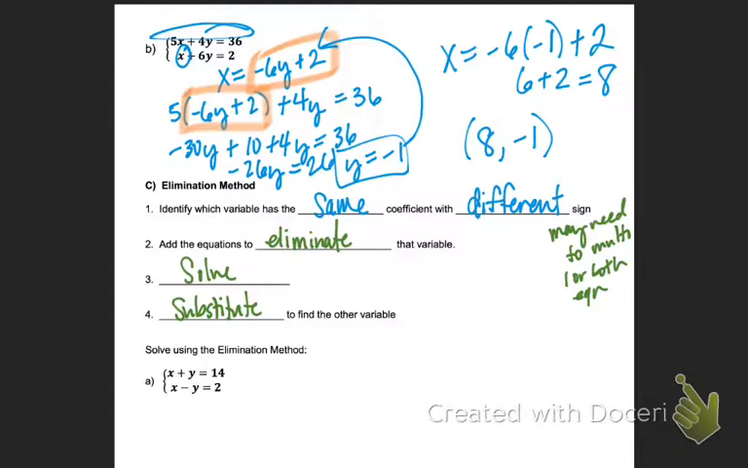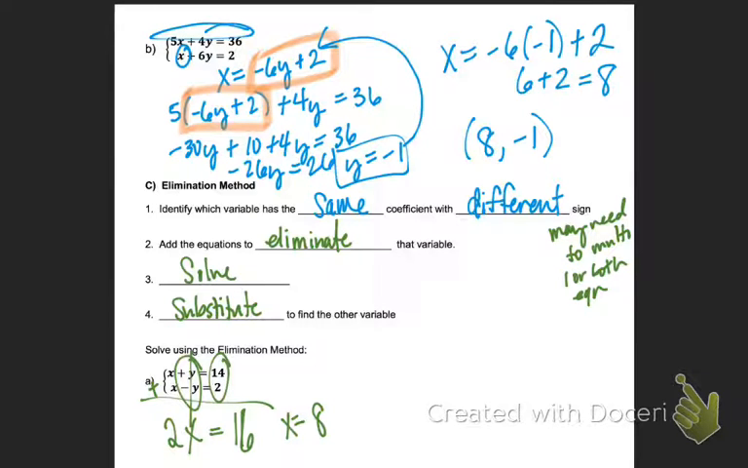So if I look at part A, I have x's and y's. They all have the same coefficient, but I want to eliminate the one with different signs. If I look at the y's, one is positive, one is negative. If I add down, positive y and negative y eliminate. If I add the x's, I'm left with 2x. And if I add the numbers, I'm left with 16. The y's have canceled each other out. They've all been eliminated. So then x equals 8.